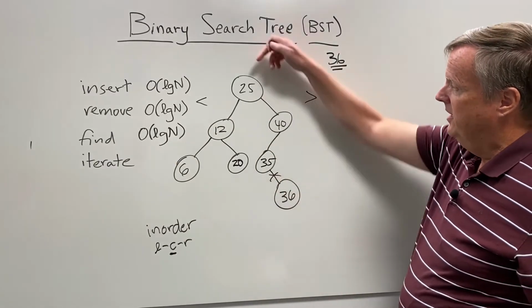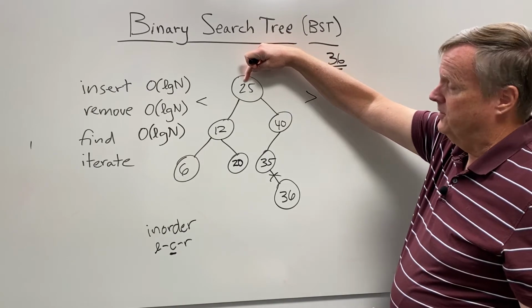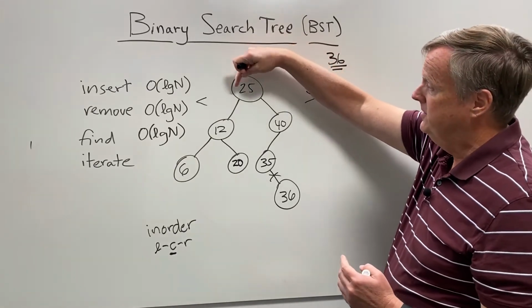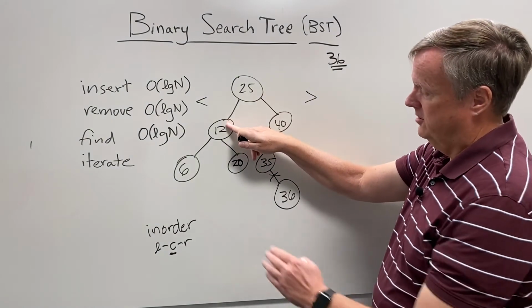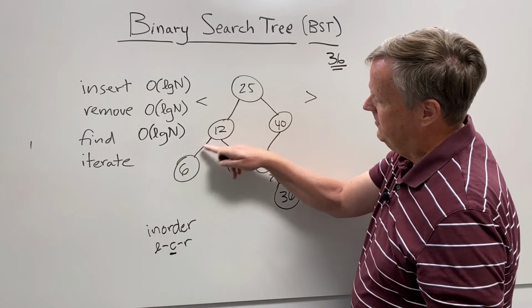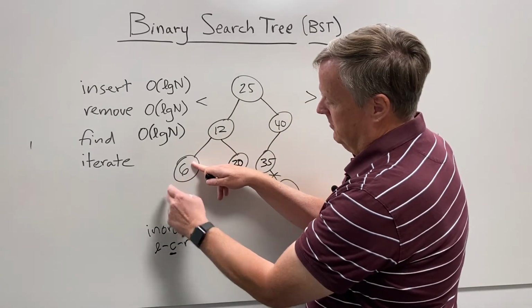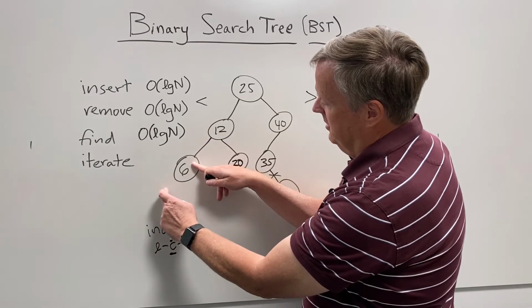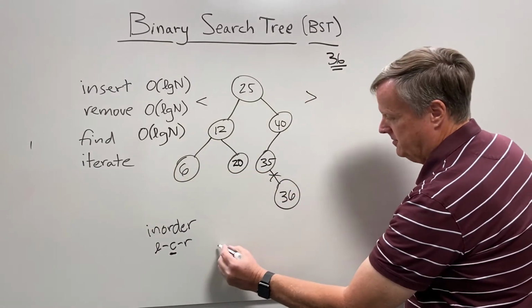So let's start. I start at the top, the 25. The first thing I do is I go to the left, because I'm going left, and I now hit a new node. So now I'm at this node, I'm going to go left, center, right. Does it have a left? Yes. So I'm going to go down the left. Now I'm at this node, I'm going to go left, center, right. Is there a left? No. So I'm going to go do the center. So 6. So I visited the 6.